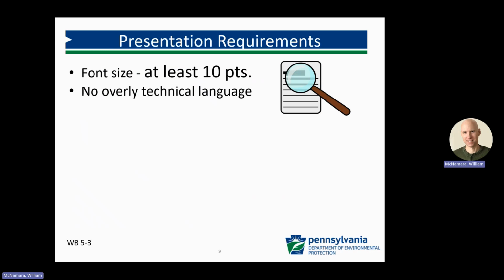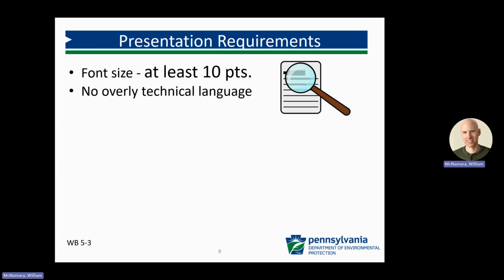Now, there's also formatting requirements for public notices in the DEP Public Notification Handbook. It's a guidance document, and it's on the DEP website on the public notification page, and it's also in the DEP e-library. It's called the PN Handbook or Public Notification Handbook. And it outlines some formatting requirements as part of it.